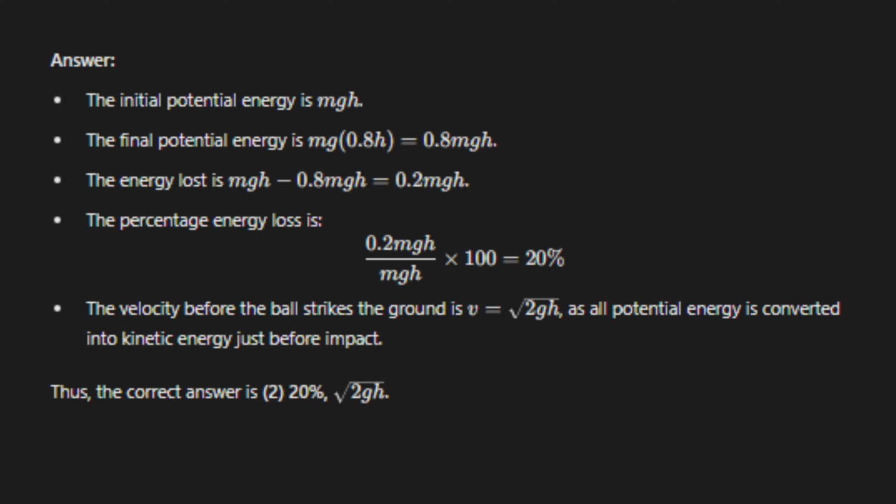Here apply the formula: energy equals mass times gravity times height. After rebounding, the height is 0.8h. Energy loss is the initial energy minus the final energy, mgh minus 0.8mgh, which equals 0.2mgh. Percentage of loss is 20%. And velocity just before striking the ground, using the equation of free fall, is square root of 2gh.